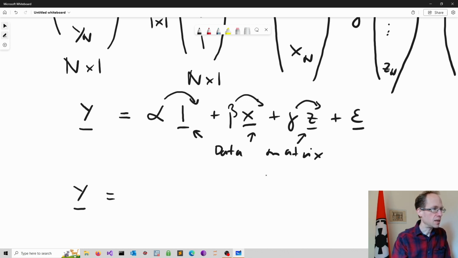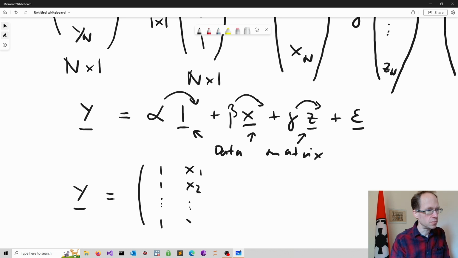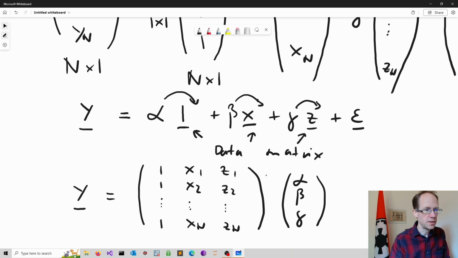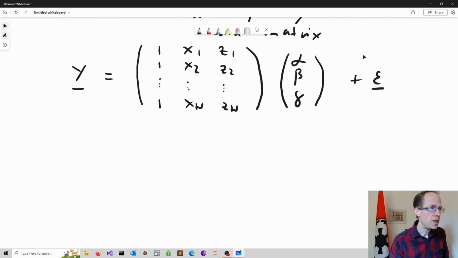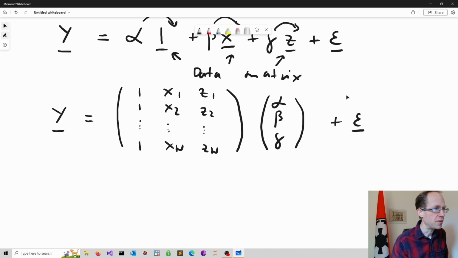So it will be y. And when I put this into a matrix here, we have the all 1 vector. And then we have the x vector, and we have our z vector. And then we have the alpha, the beta, and the gamma, again as a vector, and I will talk about this in a minute. Now here we have to understand a bit about matrix multiplication, and I will do another video to explain this in a bit more detail.